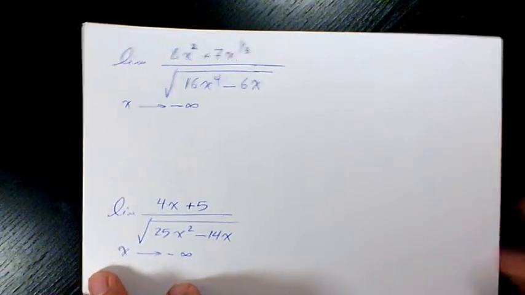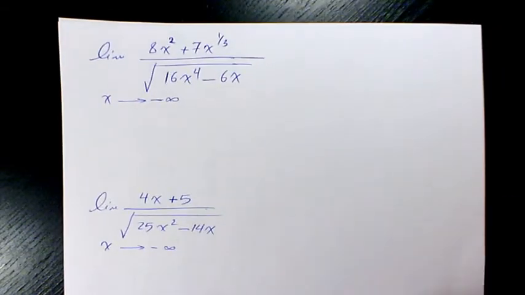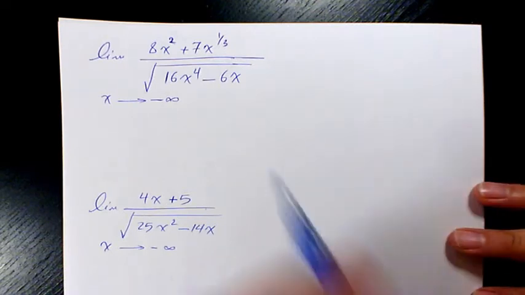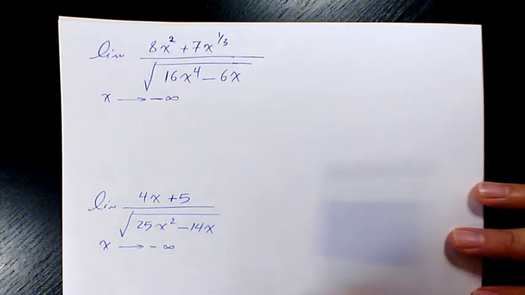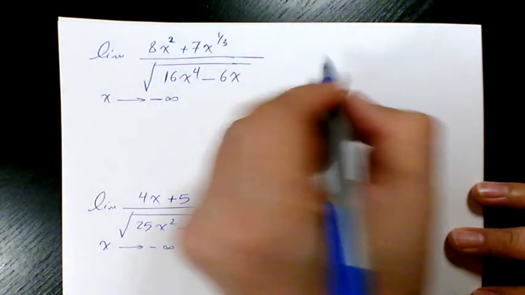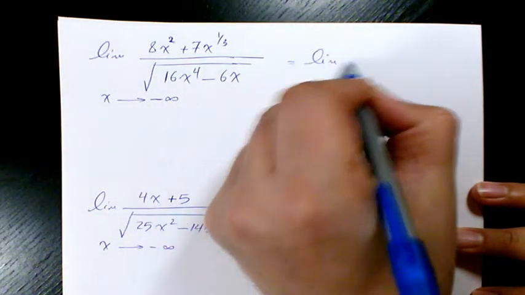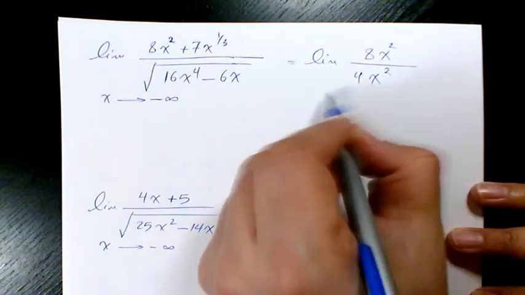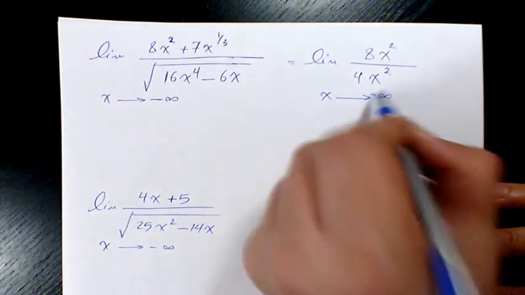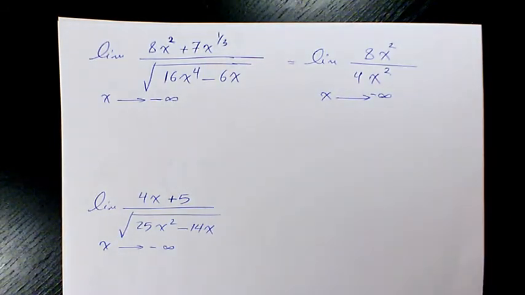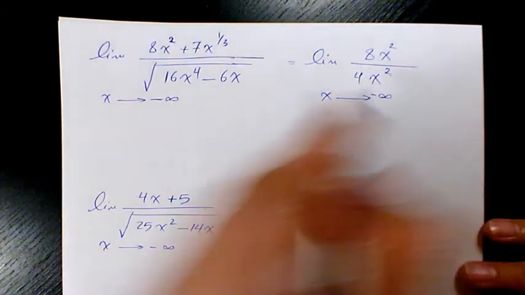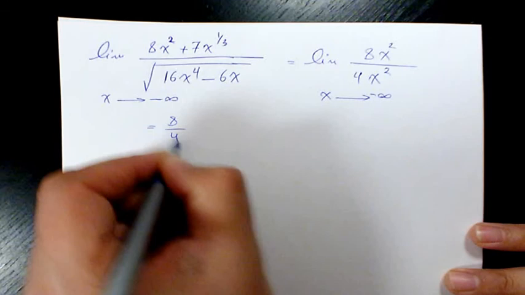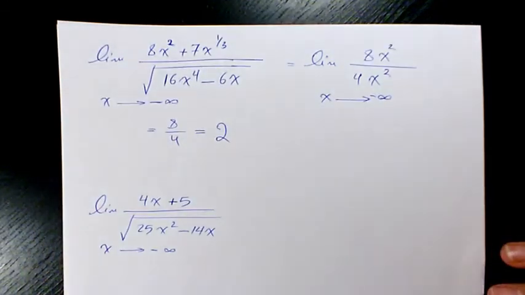Next example, we have (8x^2 + 7x^(1/3)) over the square root of (16x^4 - 6x) when x is approaching negative infinity. What we have here is going to be the limit of 8x squared over 4x squared when x is approaching negative infinity. And since the order of numerator and denominator are the same, that's going to be equal to 8 over 4, which is going to be equal to 2.